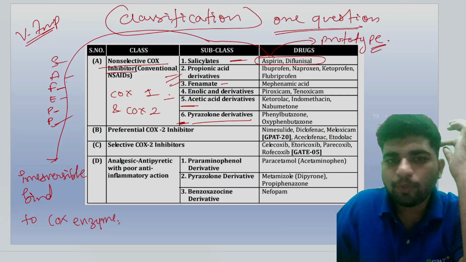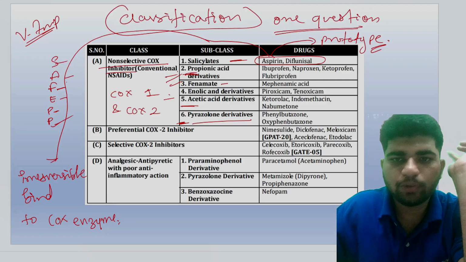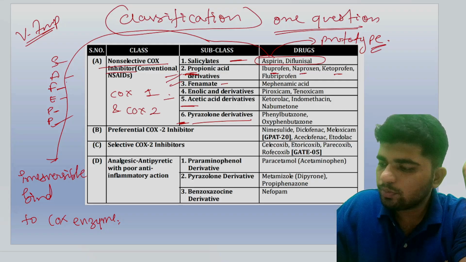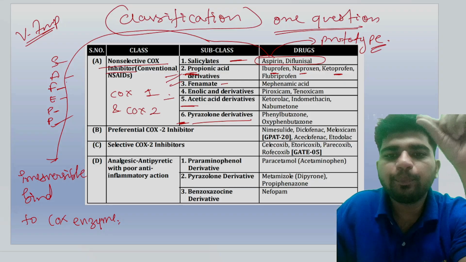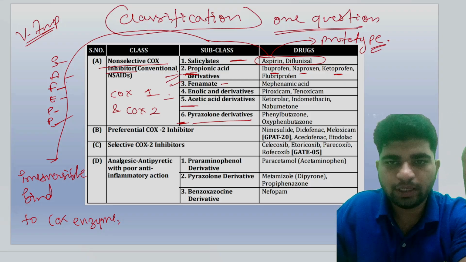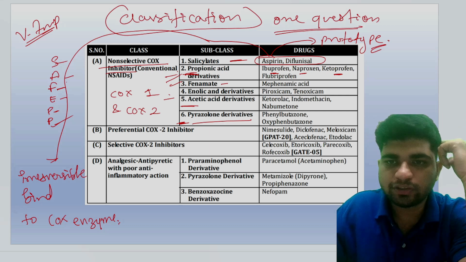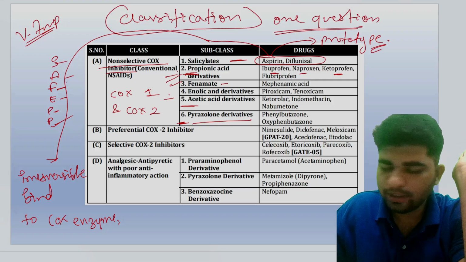All right. Propionic acid derivatives, pro. You can learn through the pro. For example, ibuprofen, naproxen, ketoprofen, flurbiprofen. All right. So you will see a pro word in each of the drug. Ibuprofen, naproxen, ketoprofen, flurbiprofen.